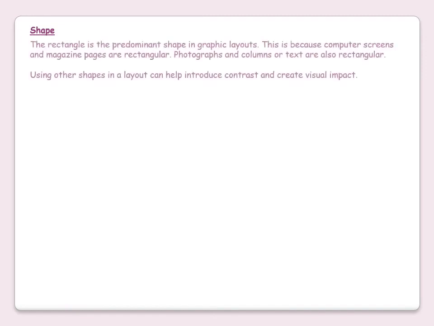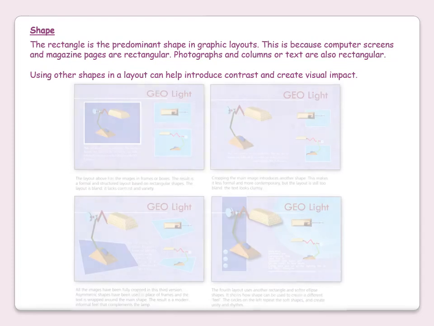Shape. The rectangle is the predominant shape in graphic layouts. This is because computer screens and magazine pages are rectangular. Photographs and columns of text are also rectangular. Using other shapes in a layout can help introduce contrast and create visual impact.